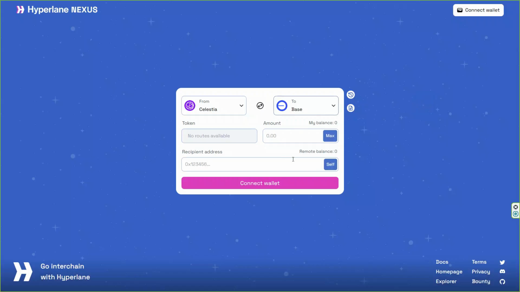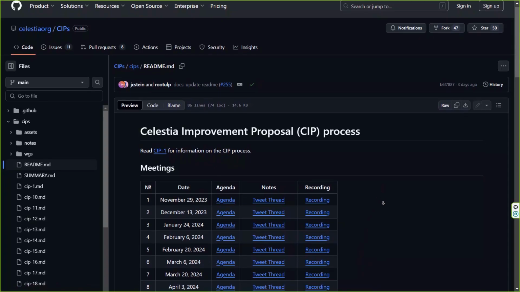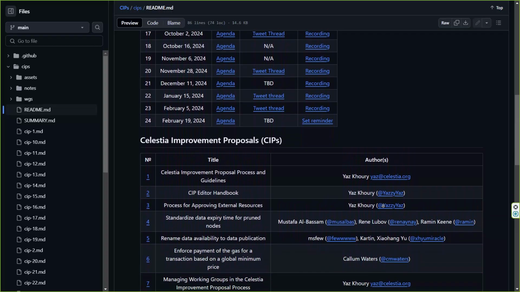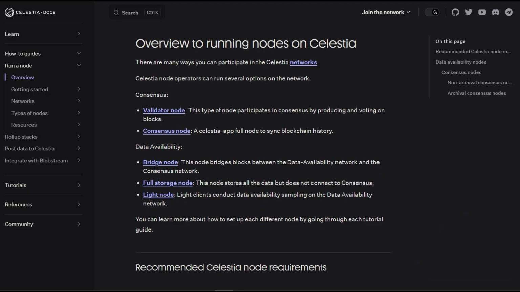The community has already developed and proposed 24 proposals for improving CELESTIA, providing 6 different developer subdivisions. CELESTIA consists of 5 types of nodes. Validator node. This type of node is responsible for voting, proposing, and confirming new blocks in the network. Advantage. They maintain the network's consensus and receive rewards for their work, encouraging honest behavior. Consensus nodes. CELESTIA full node application for synchronizing the blockchain.